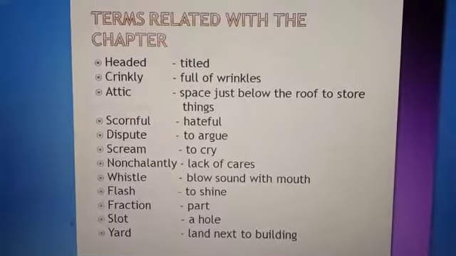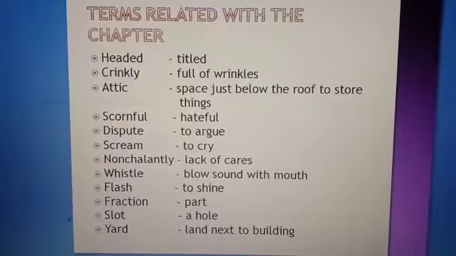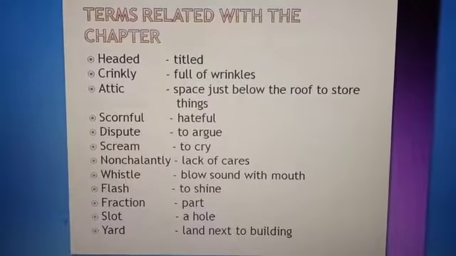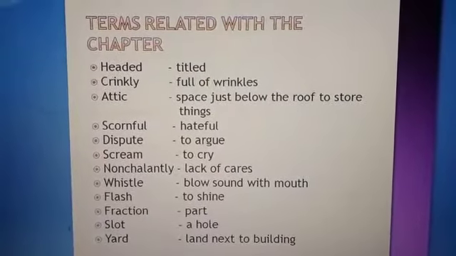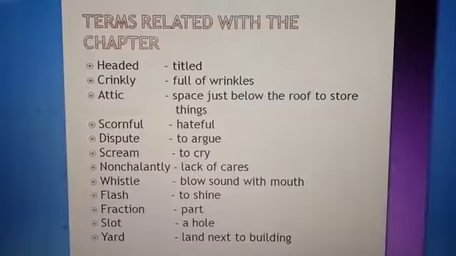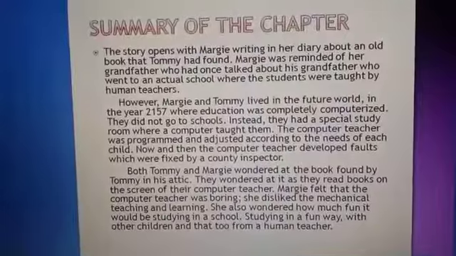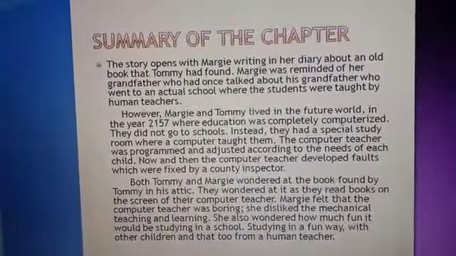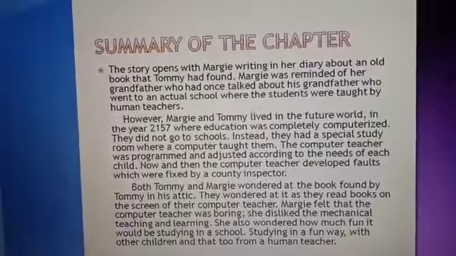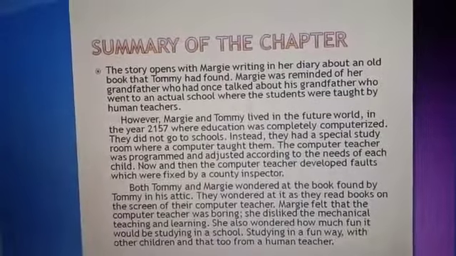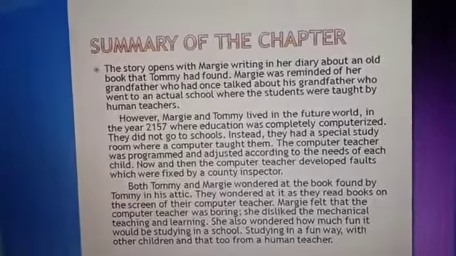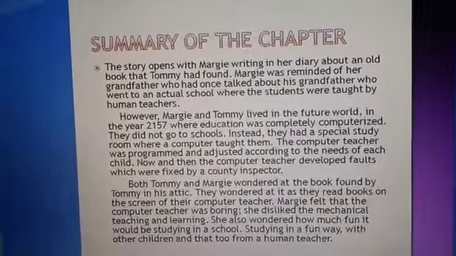Flash, to shine. Fraction, part. Slot, a hole. Yard, land next to building. Now the summary of the chapter. The story opens with Margie writing in her diary about an old book that Tommy had found.